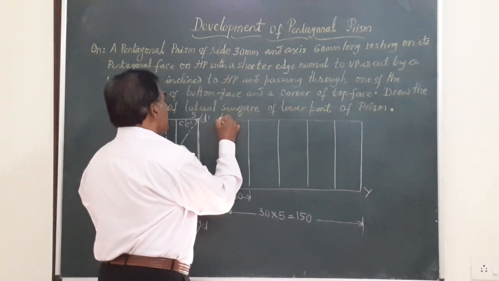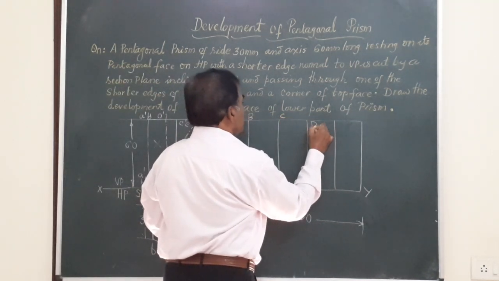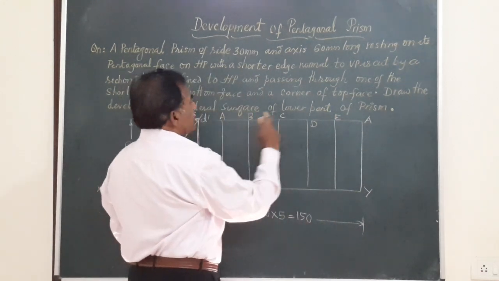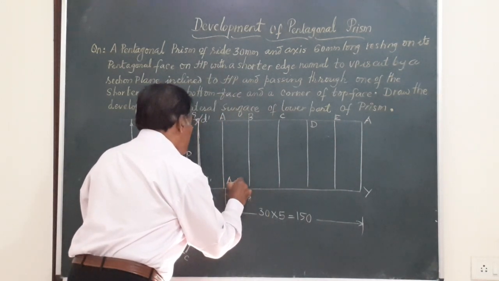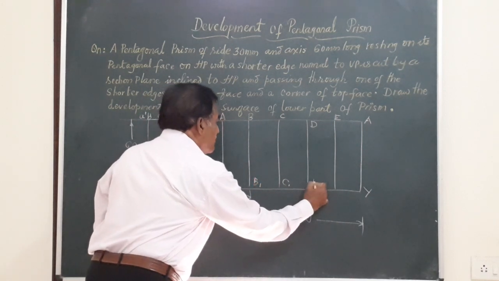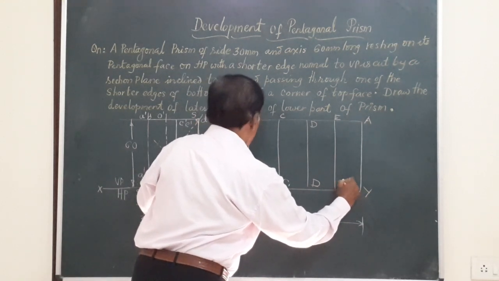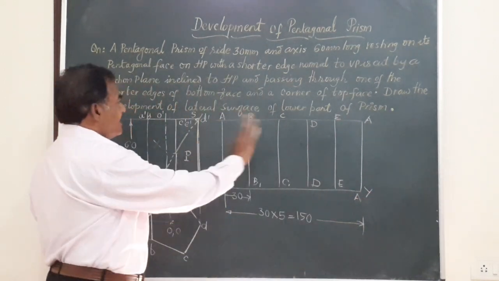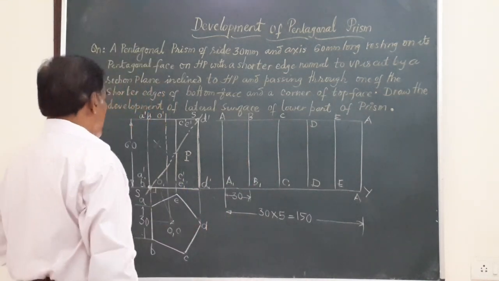So, this is A, then comes B, C, D, E, finally it should be A. Whatever the starting point you have, you should have a similar point at the end. Likewise, for the bottom face, you have got A1 below A, this is B1, C1, D1 below D, and this is E here, and the last point is A1. So, we have made the correct decision in marking the starting edge of the development.